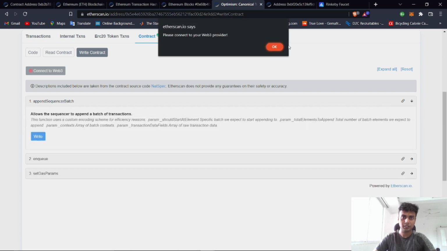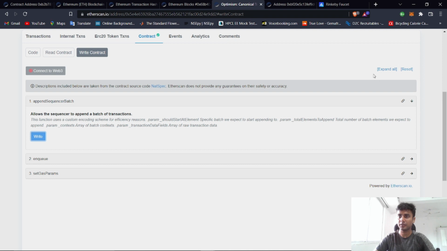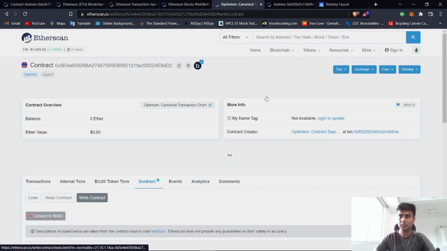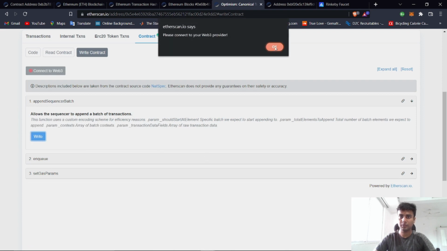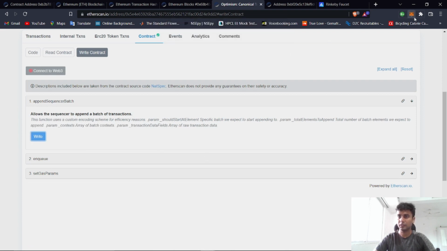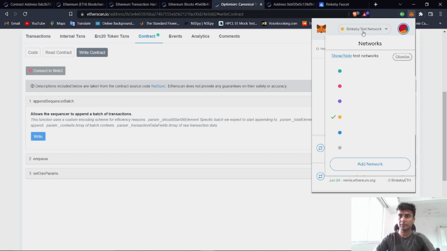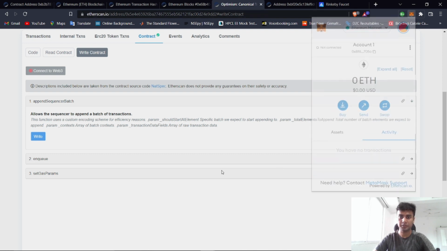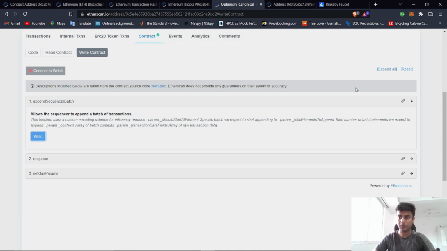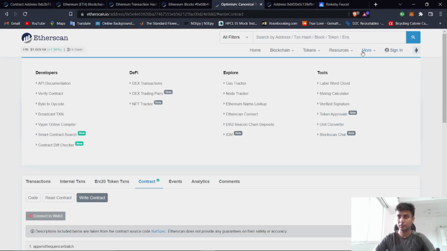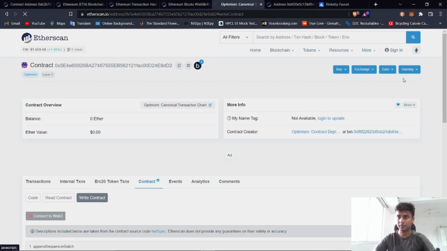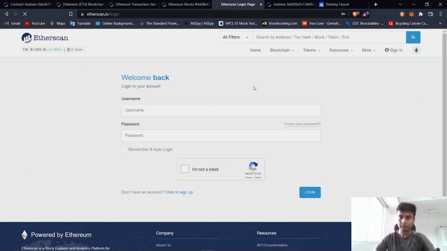We can write this function, and it says please connect your Web3 provider. It will open up my MetaMask. Okay, how do I connect it? Maybe it should directly open my MetaMask. Okay, this is on Etherscan mainnet. I should go to Etherscan mainnet. Now it will be connected. It's not connected yet. I'll have to sign in or something. Okay, I'm not doing that.